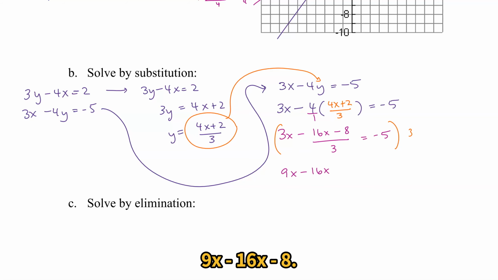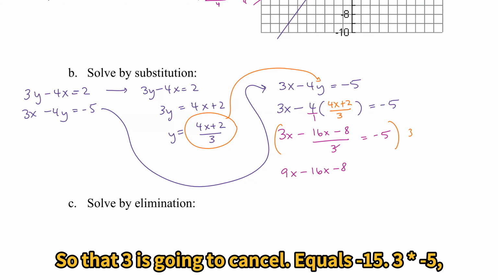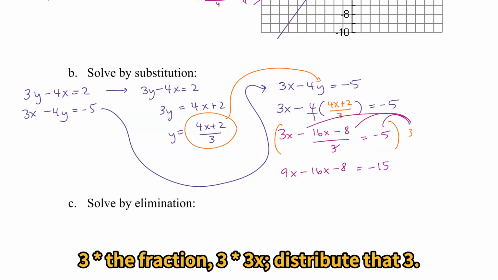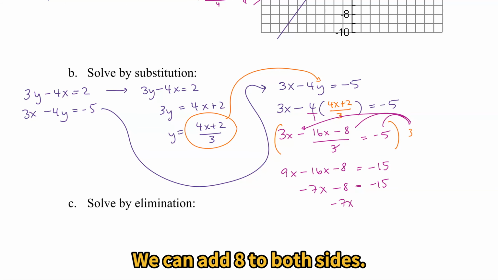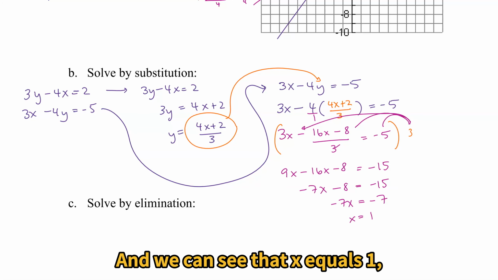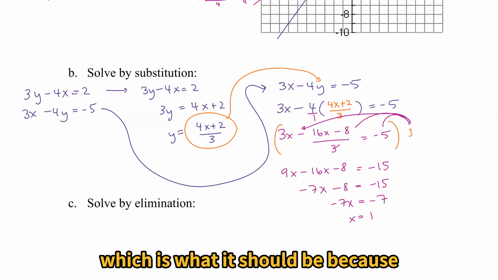9x minus 16x minus 8, so that 3 is going to cancel, equals negative 15. Right? 3 times negative 5, 3 times the fraction, 3 times 3x. Distribute that 3. And then 9x minus 16x will give us negative 7x. We can add 8 to both sides, and we can see that x equals 1, which is what it should be, because that's what we got before.